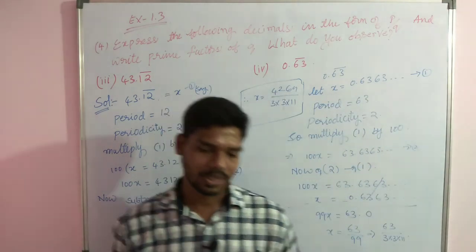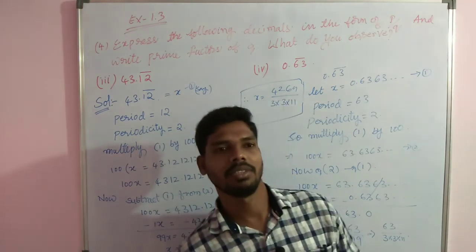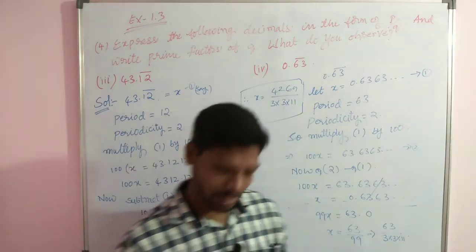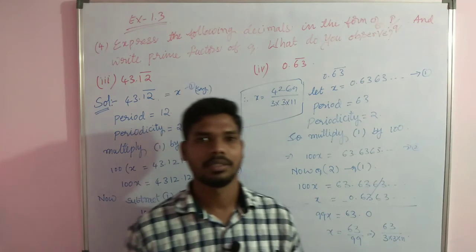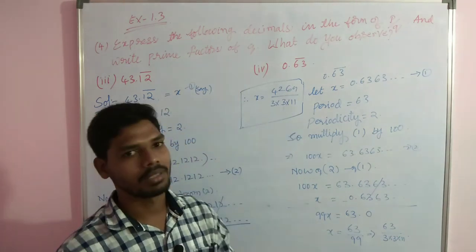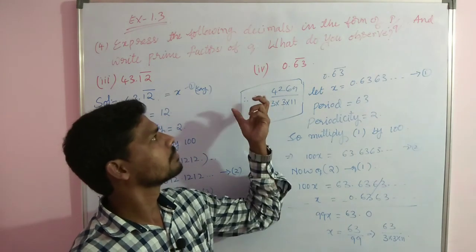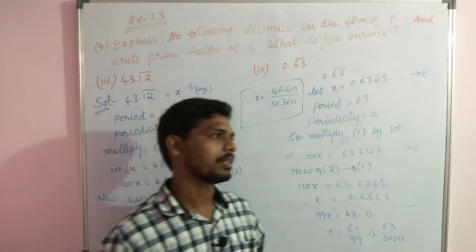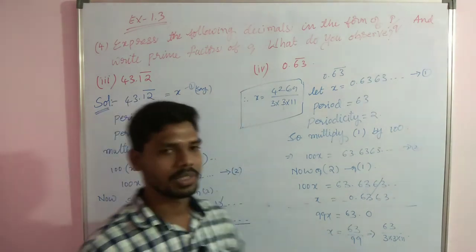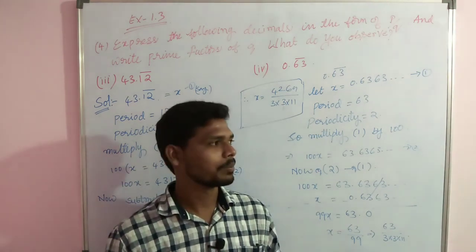In the next class, we will discuss irrational numbers. So till now we have discussed terminating and non-terminating repeating decimals, their decimal forms, decimal to rational forms, and what about their denominators in the factorization method and observation. In the next session we will discuss irrational numbers.